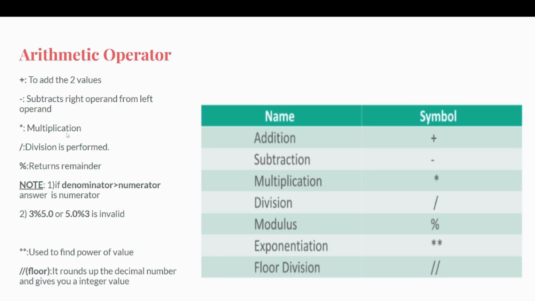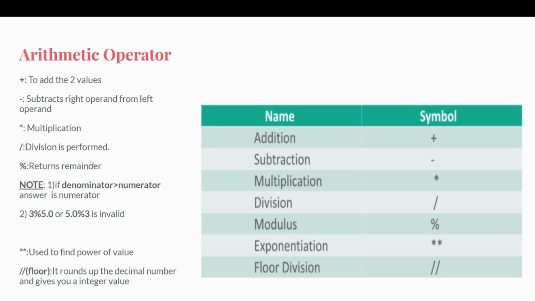Here multiplication is performed, the asterisk symbol is given, and slash is for division, that is a by b. If you want to give, you have to give a slash b. Here percentage symbol, which gives you the remainder, or it is also known as modulus. So here what it gives means when you divide, whatever the remainder is left, it returns the remainder value.